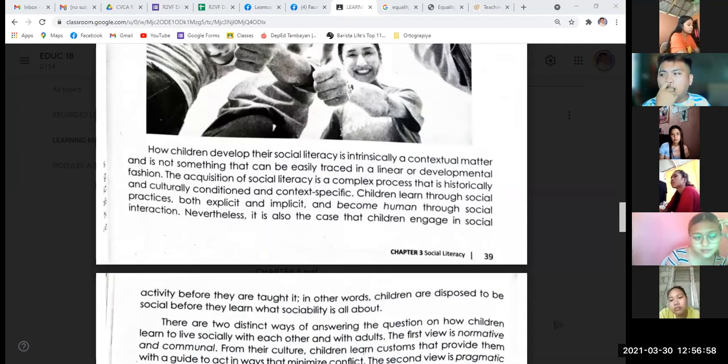So, another is the social literacy development, whether it's intrinsically or extrinsically. Extrinsic. Okay. So whether it's explicit and implicit development, it depends.